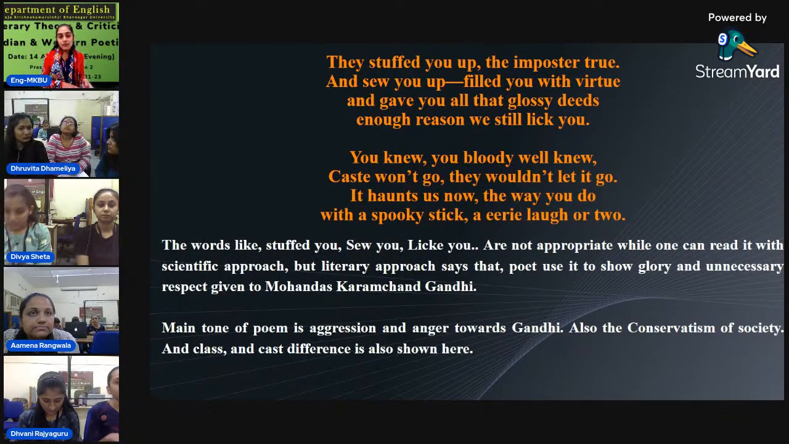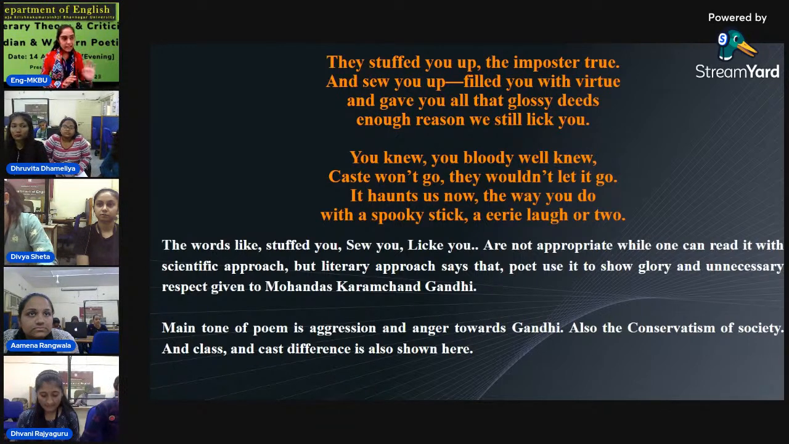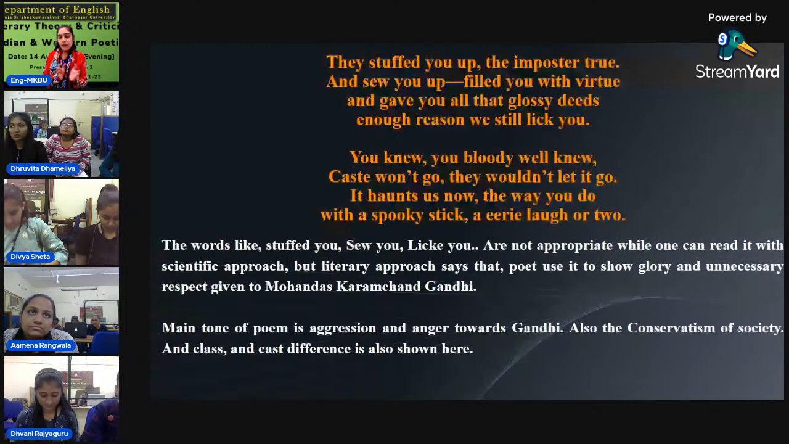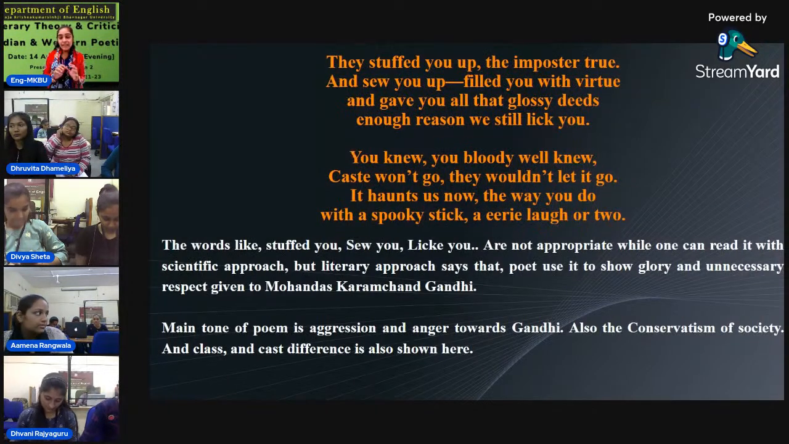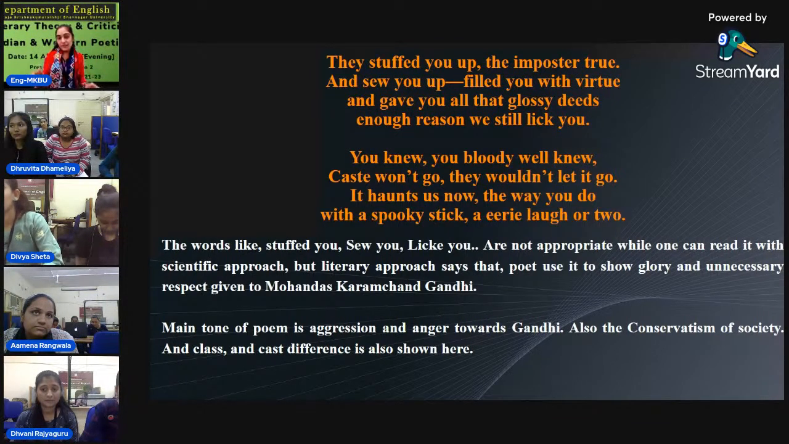If we see scientifically, it is not possible for any human being, but it is taken here as a literary approach. It says that the poet uses it to show the glory and unnecessary respect given to Mahatma. Then the main tone of the poem, the aggression and the frustration towards Gandhi, is also reflected in these lines.